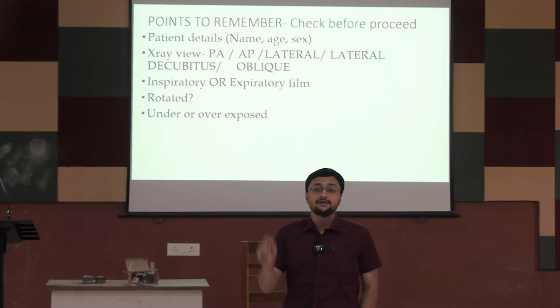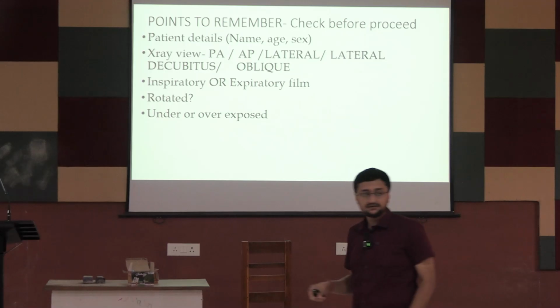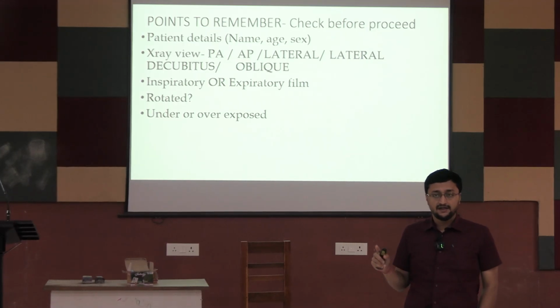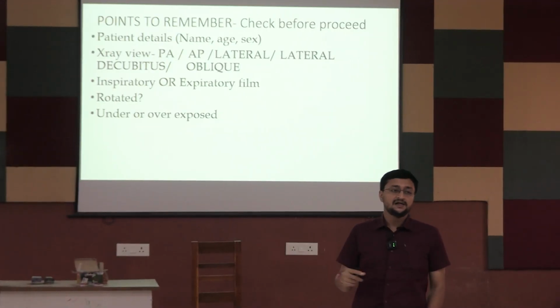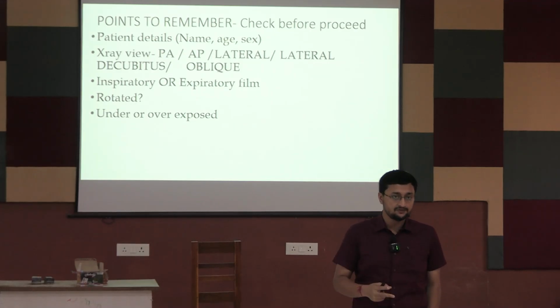So the most common one is PA, posterior anterior, right? Followed by AP, anterior posterior. So that is written on the chest X-ray. And in my next slide, definitely I will describe how to differentiate between PA view, AP view, and lateral decubitus.